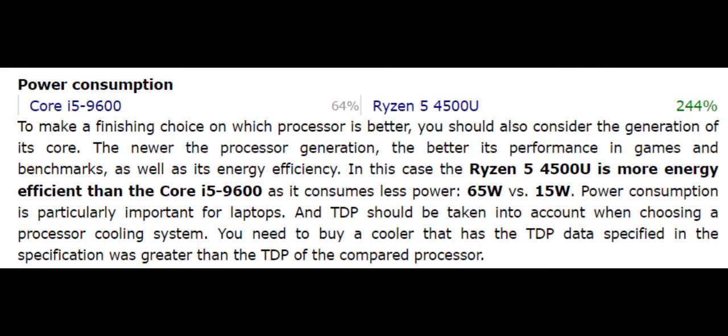And in terms of power consumption, to make a final choice of which processor is better, you should also consider the generation of its core. The newer the processor generation, the better its performance in games and benchmarks, as well as its energy efficiency. In this case, Ryzen 5 4500U is more energy efficient than the Core i5-9600, because the Core i5 consumes 65 watts while only 15 watts for the Ryzen 5. So the Ryzen 5 is more energy friendly, so it saves more energy compared to the Core i5.